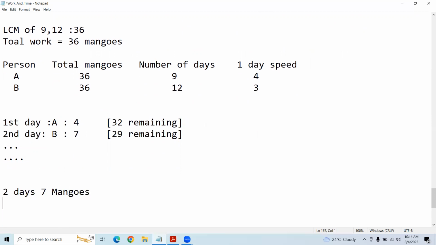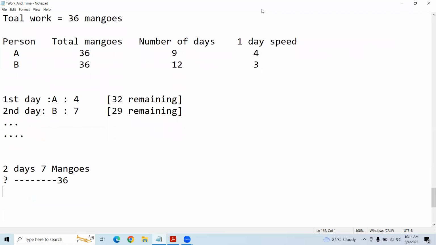2 days, 7 mangoes. So can we directly do how many days for 36 mangoes? We cannot do like this because every day, based on which person is coming, the efficiency will change. So what you can do, you have to find the nearest multiple of 7 which is less than 36. So what is the nearest multiple of 7 which is less than 36? It's 35. So you see 2 days, 7 mangoes. So how many days for 35 mangoes?